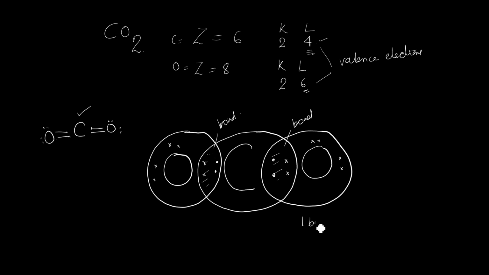One bond contains two electrons. So it has a double bond, it means it has two bonds, so it will contain four electrons: 1, 2, 3, 4. Two electrons of carbon and two electrons of oxygen will form the double bond here. Again here, two electrons of carbon and two electrons of oxygen will form the double bond here. So this is the Lewis dot structure for carbon dioxide.